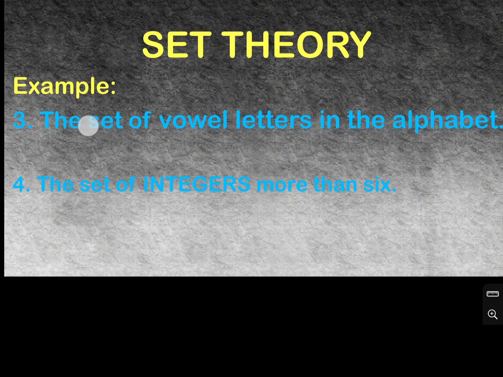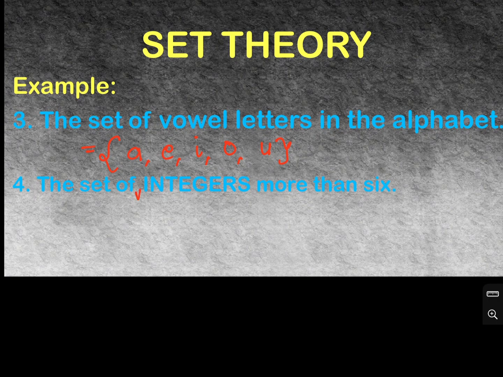Let's have another example. The set of vowel letters in the alphabet. The vowel letters in the alphabet are the set {A, E, I, O, U}. So that's it. Those are the only vowel letters in the alphabet.